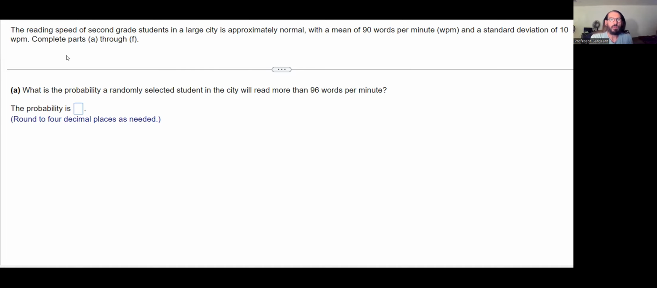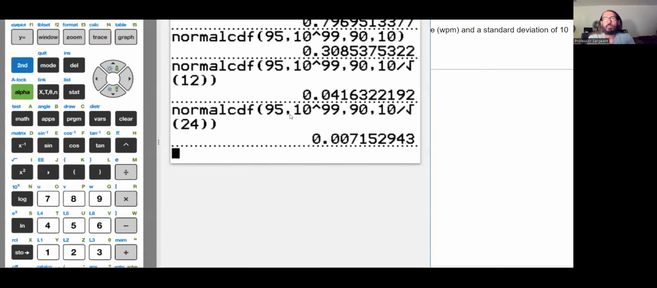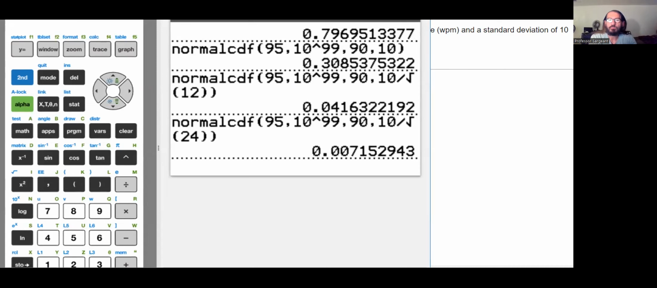We don't have an option to open up table 5 for the normal distributions. So we're asked, what is the probability that a randomly selected student in the city will read more than 96 words per minute? We can use the normal CDF command.